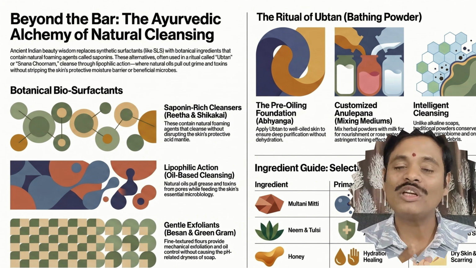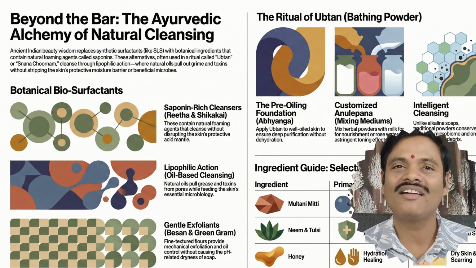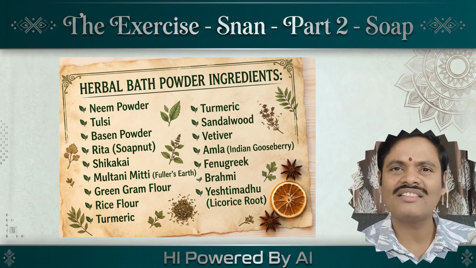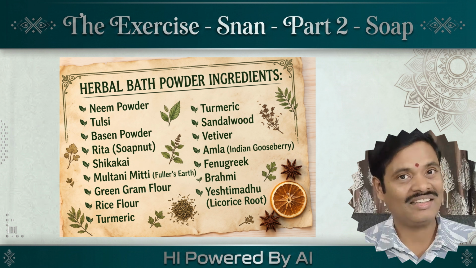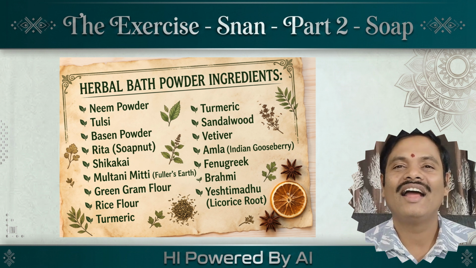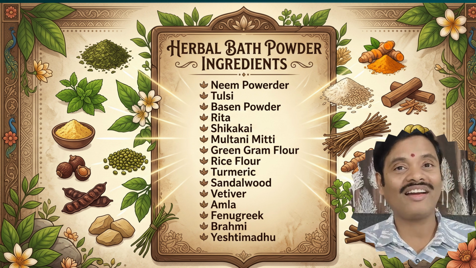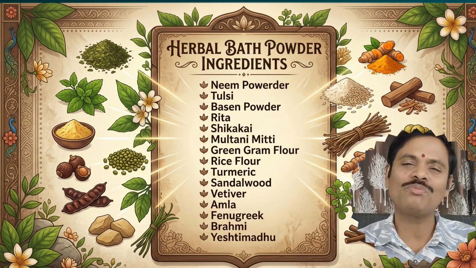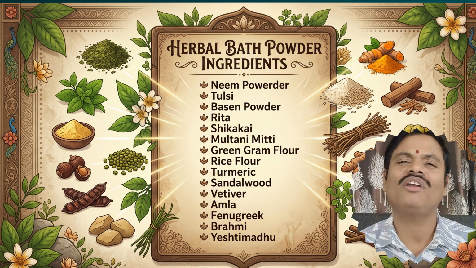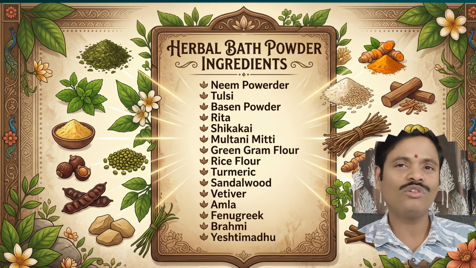So that bath powder can be besan powder. I'm going to give you a list of things on the screen. Can be Ubtan, multani mitti, can be turmeric powder, can be reetha, can be shikakai. All these things you can use as a bath powder. You can use a combination of these, or you can use one item alone.